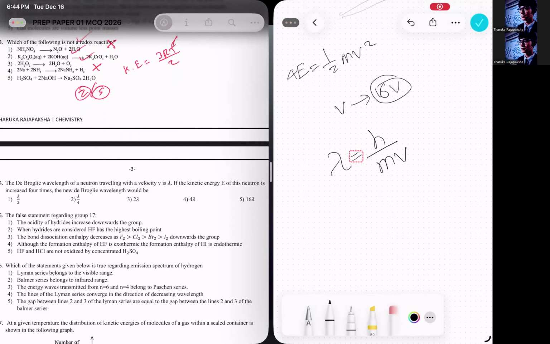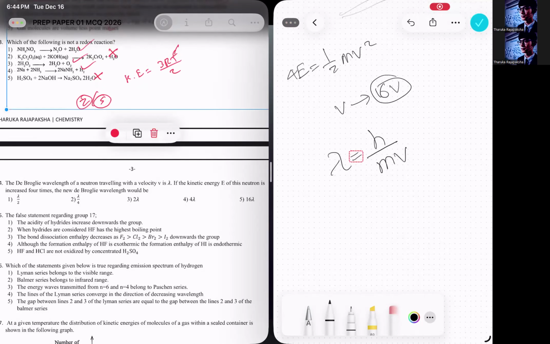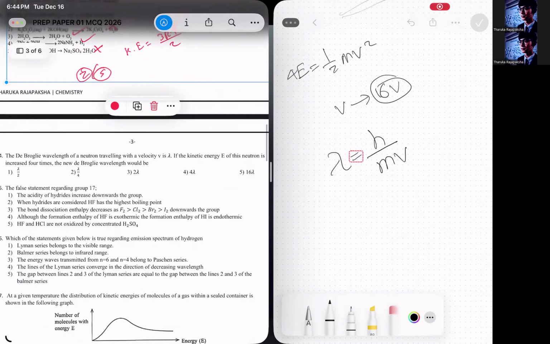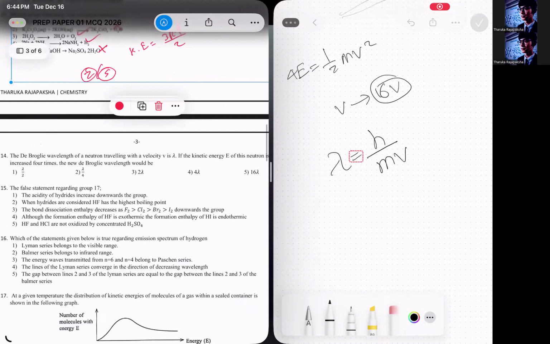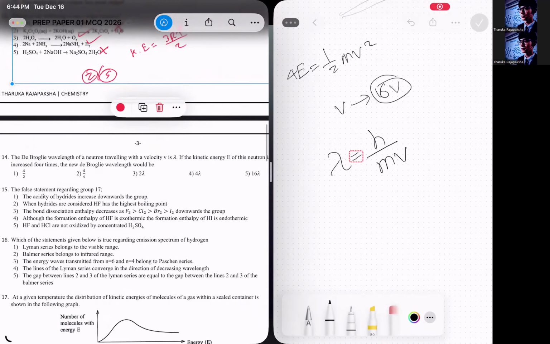Kinetic energy of this neutron is increased 4 times. The new de Broglie wavelength would be. Okay, there is no answer here. So make it all ganda now, people. Question number 14, take all. In the marking scheme, I have given it as answer number 1.